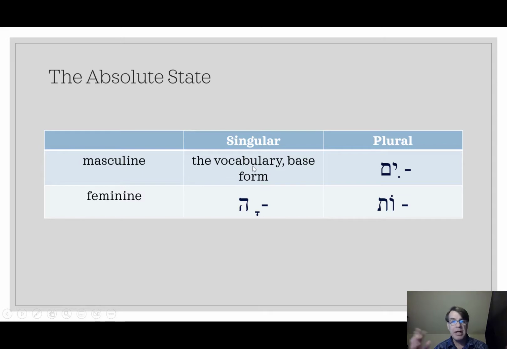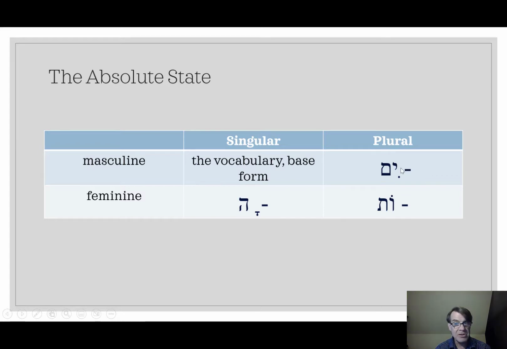So here are the basic forms of a noun in the absolute state. In most languages, I'm sorry to say, the masculine gets pride of place. And so the basic vocabulary form, the nothing really added to it form, the starter form, the default form, the vocabulary based form, that's usually the masculine singular. And so I'll show you an example of one of them in a second. I can't tell you an ending because it doesn't have an ending.